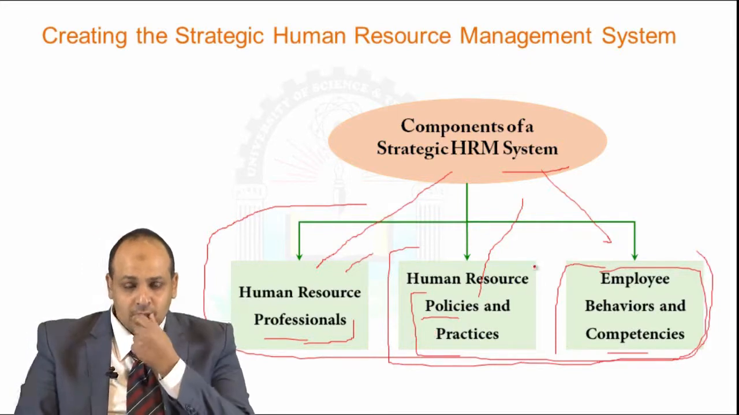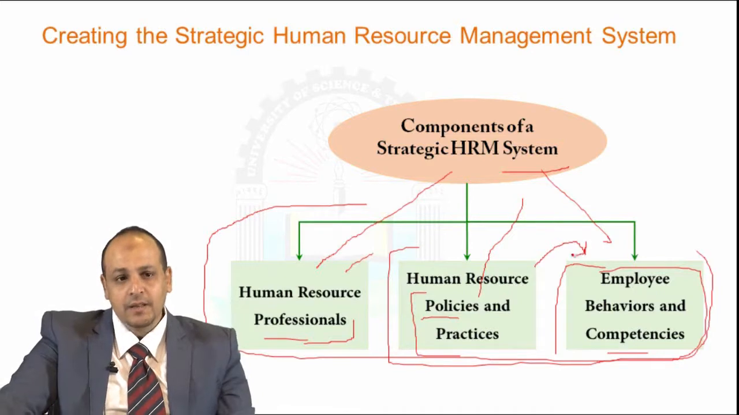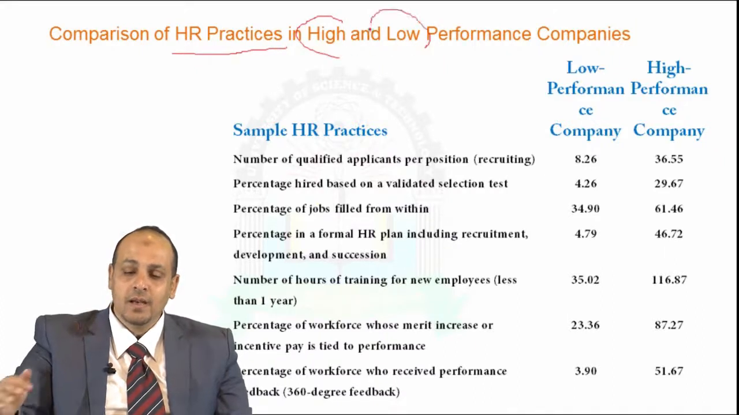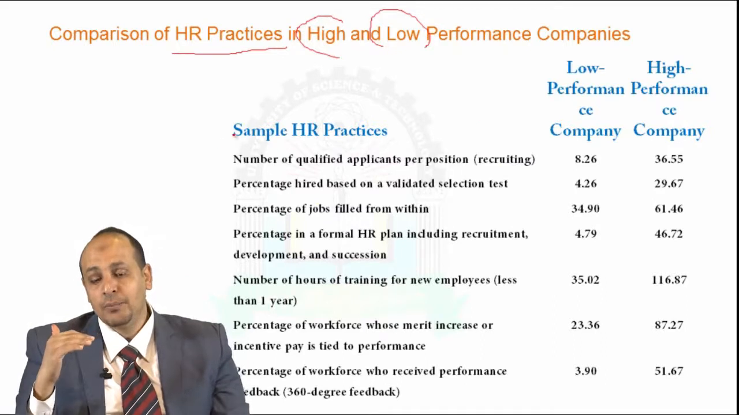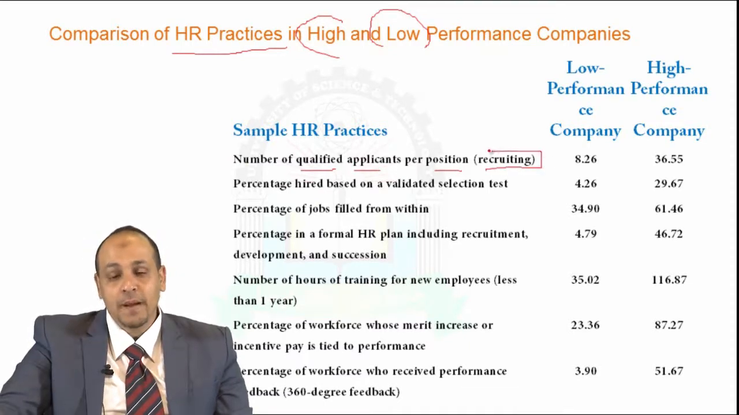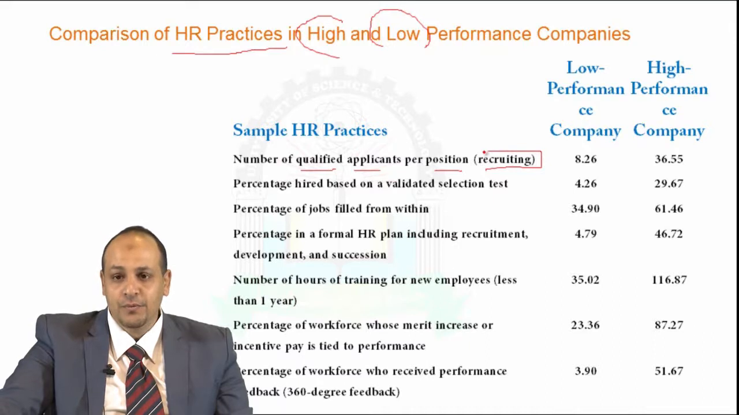Here's an example. As you can see, the comparison of human resource practice in high and low performance companies. If we take these factors, the number of qualified applicants per position is the first step. These are among the initial procedures and practices by human resource management, which is selecting the right employee. Now we talk about two different possibilities. The first one is about low performance companies. The second is about high performance companies.